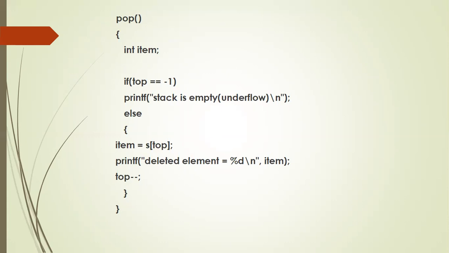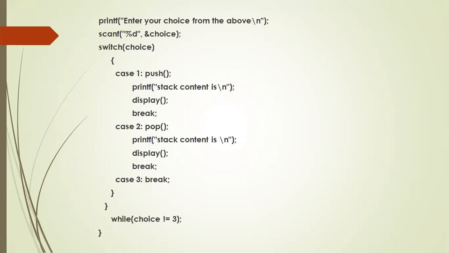Now I have shown how push and pop algorithms have been converted into the corresponding C functions. The third one is that each time after push you can display the element also. But one thing you should remember: while displaying the stack content, you always have to start from top to bottom. So that means if your stack capacity is 5, your index starts from 4 and goes down to 0. First display the element in S of 4, then S of 3, then S of 2, then S of 1, and finally S of 0. That's the reason I have called the display function every time after a push operation and every time after a pop operation.